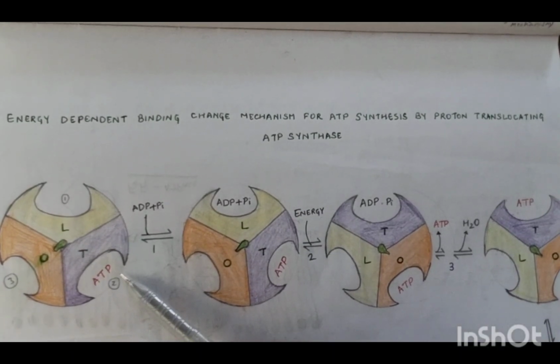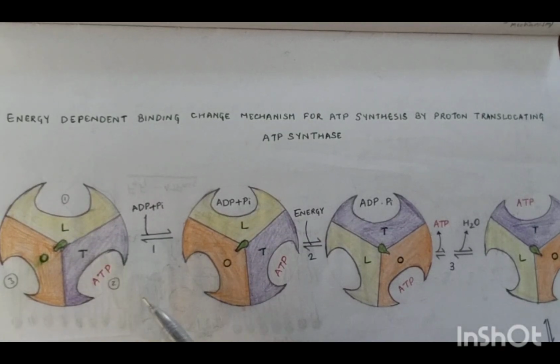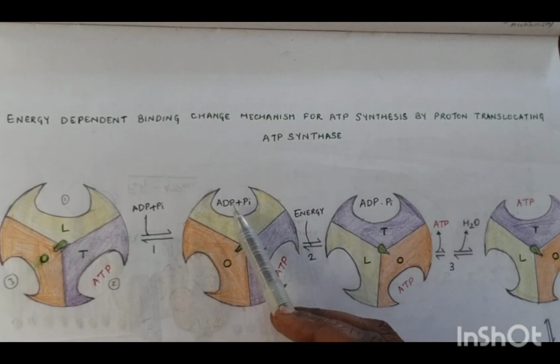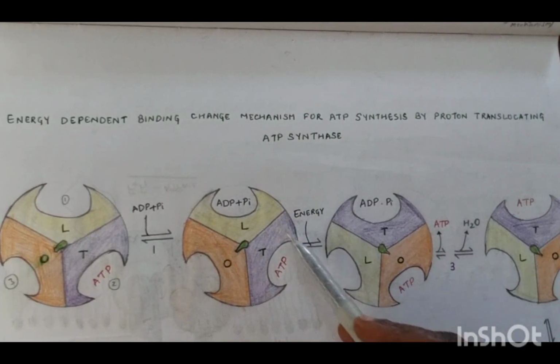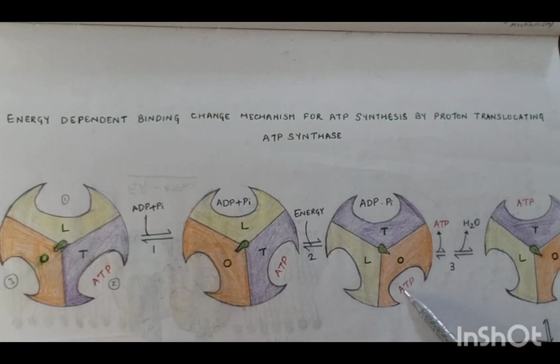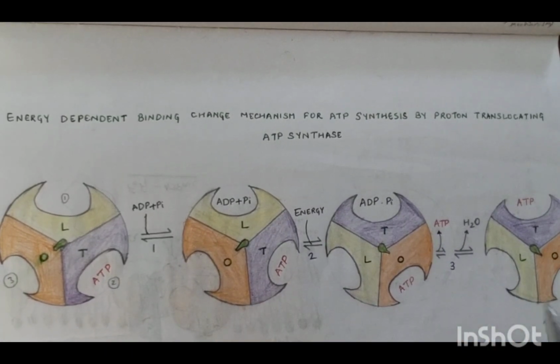Initially, the ATP formed is attached to the T state of the F1 particle of the ATP synthase. Then again ADP plus Pi comes and binds with the loose state of the ATP synthase, which releases ATP through the O state. The O state is the open state where the ATP synthesized is released. This cycle of ATP synthesis continues as long as there is a proton gradient across the mitochondrial inner membrane driving the ATP synthase. Thank you.